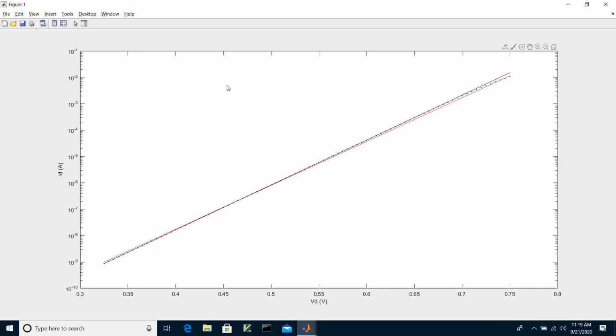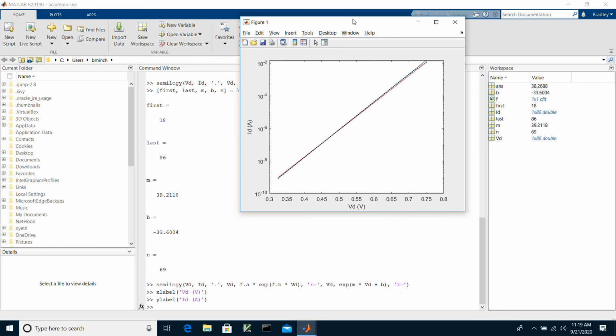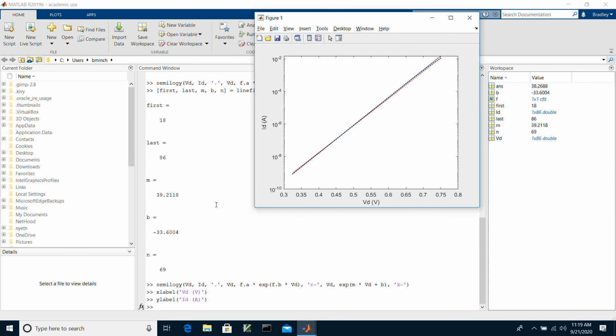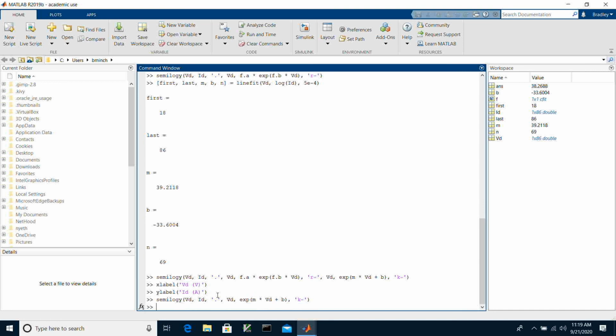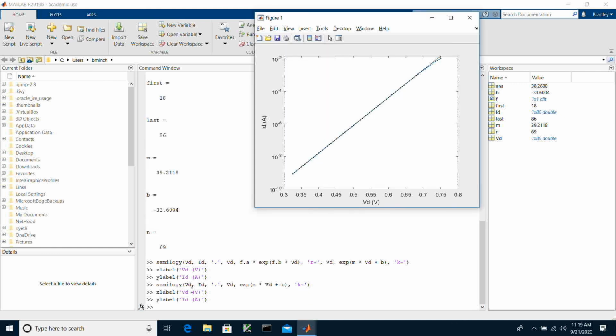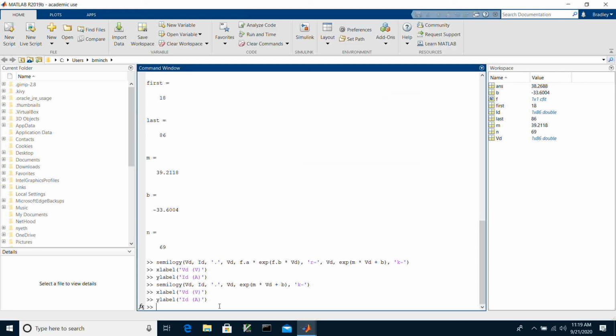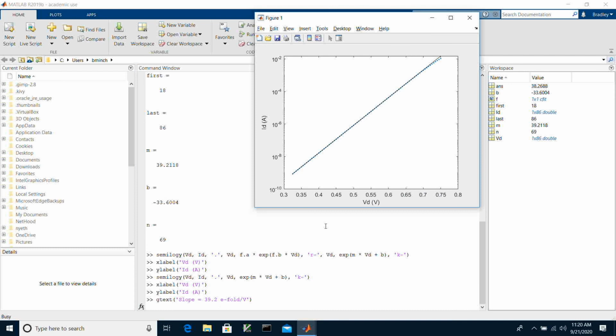Okay, so if I wanted to make an annotation on here to indicate the slope of this line, let me suppose I get rid of this red one here. So I just have that one. I put my X label, let's say, and my Y label. If I wanted to make an annotation on here to indicate the slope of the line was 39.2, I might say something like gtext slope equals 39.2 e-folds per volt. And just put that right on the graph like that.